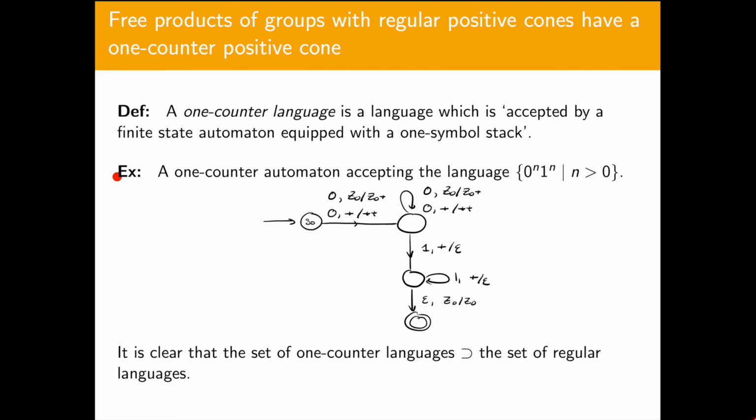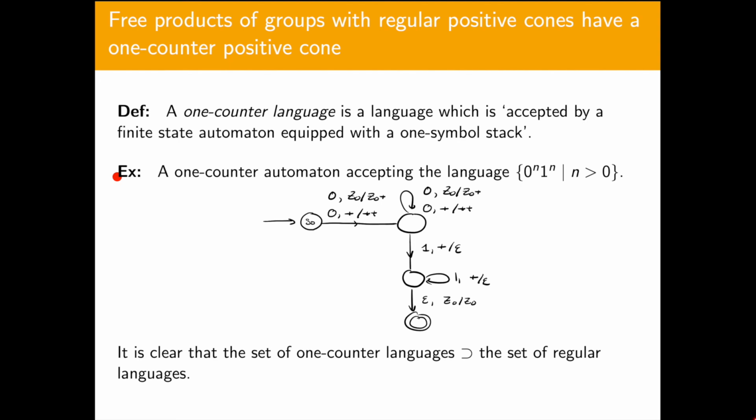So now let's talk about free products of groups with regular positive cones. Those have a one-counter positive cone. Definition: a one-counter language is a language which is accepted by a finite state automaton with a stack. For example, we have a one-counter automaton accepting the language 0 to the n, 1 to the n, where n is greater than 0.